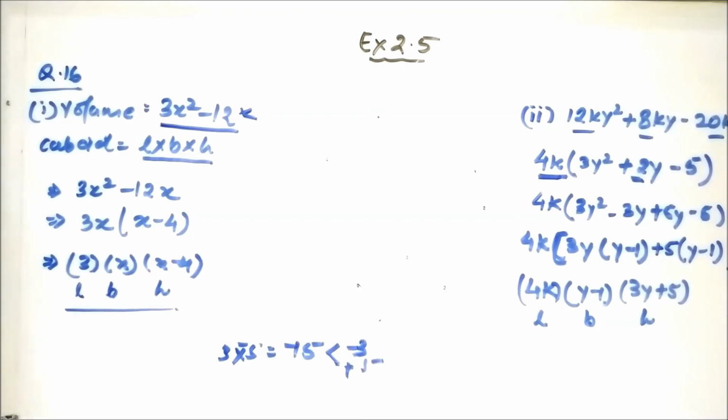So here we complete exercise 2.5, and this is a very important exercise of this chapter. Most of the content of this chapter is this exercise only. You need to remember all the identities, then only you will be able to solve these questions.